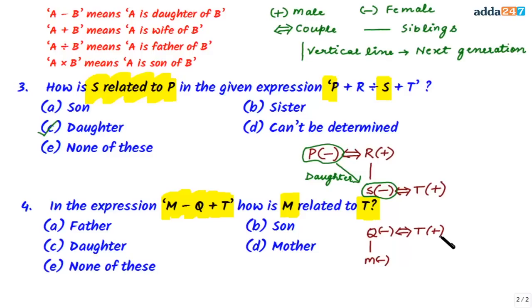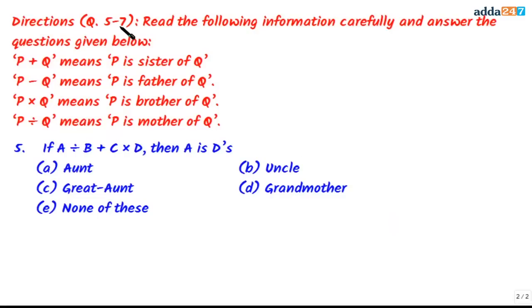We have to find how M is related to T. So definitely we can see here that since M is female, M is daughter of T. So M is the daughter of T. That means C is the correct option here. Let's do question number 5 to 7.